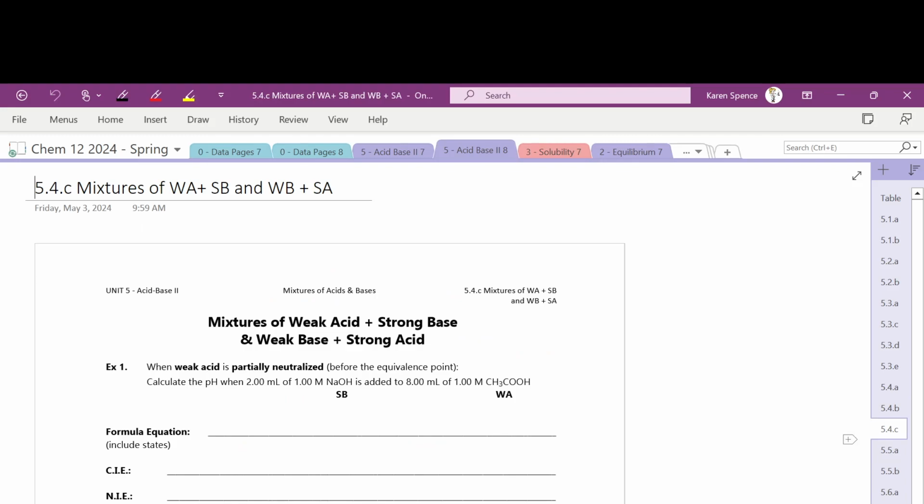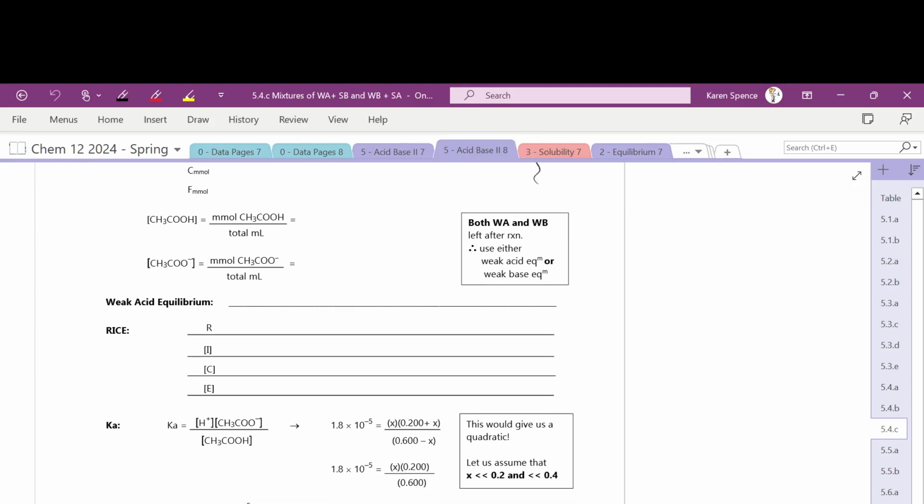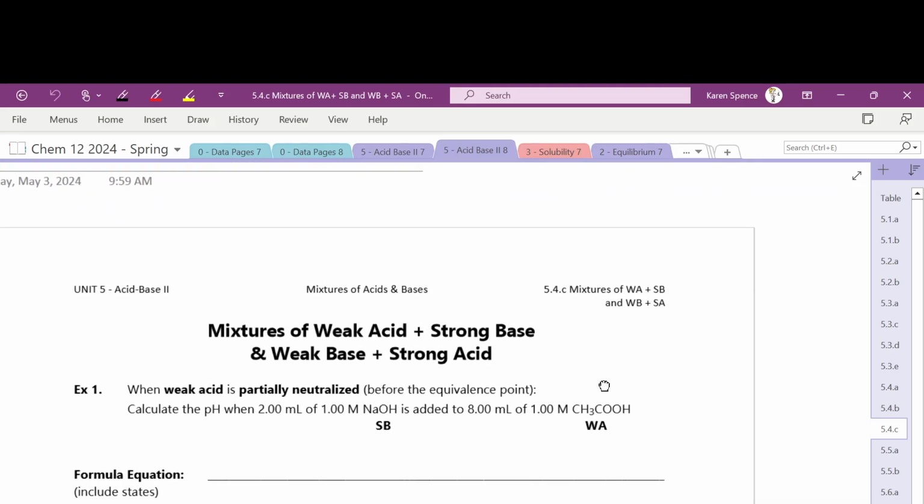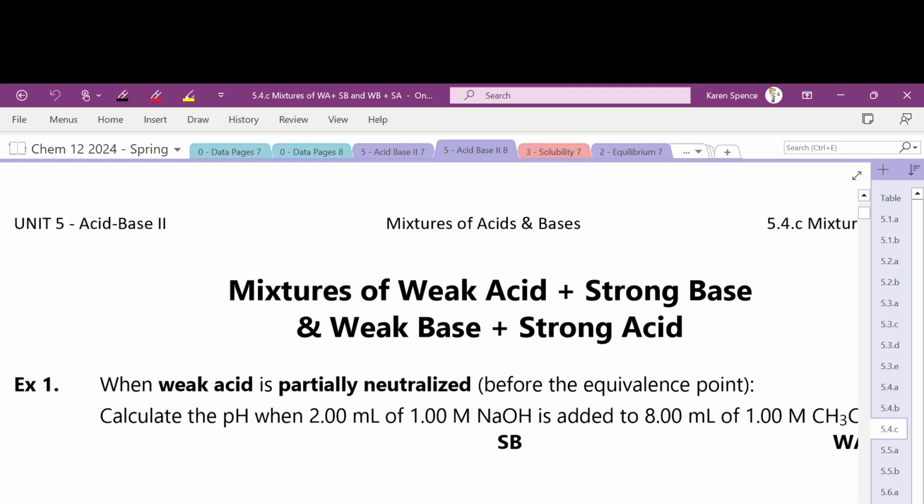Now, your brain is going to have to turn inside out, okay? It's going to go on a little roller coaster ride here as we move on to page 66. We are first going to deal with a weak acid and a strong base. So that is a weak acid, a WA, plus a strong base, an SB. That's all we're going to get through today.